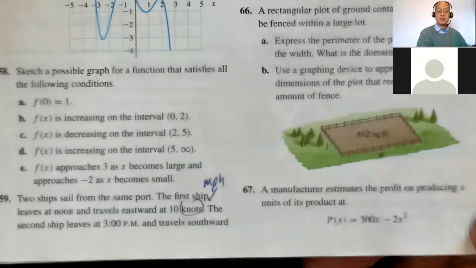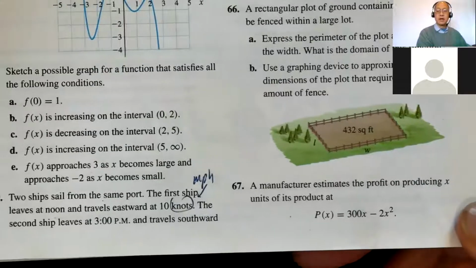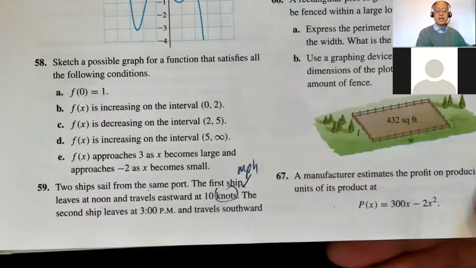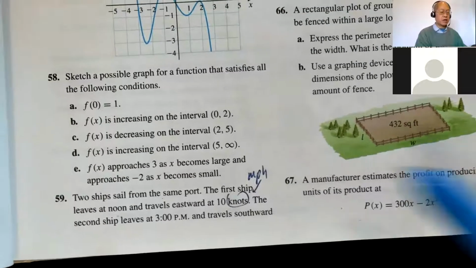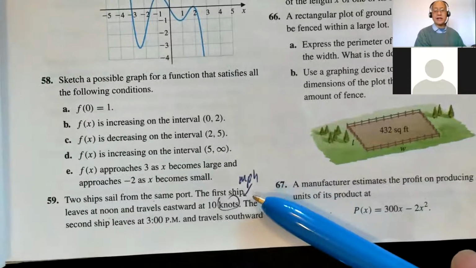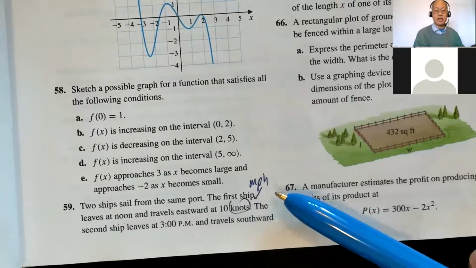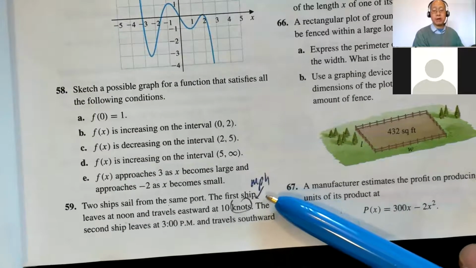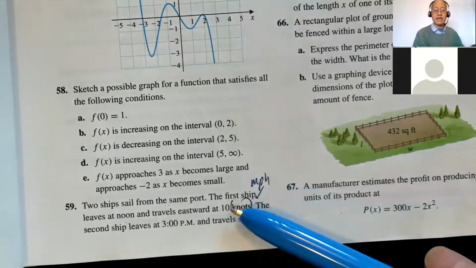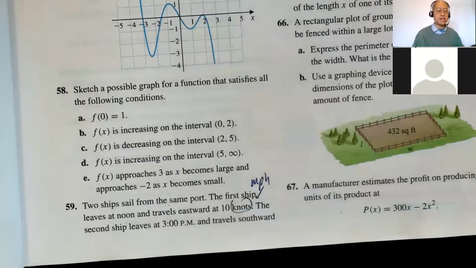And there. Yeah, 59, it says 10 knots there. I'm going to change it to miles per hour. You might not know what a knot is. It's a nautical term, but it doesn't change the problem significantly if I change it to miles per hour. And we're probably more comfortable with miles per hour. So instead of 10 knots, let's make it 10 miles per hour. It doesn't really change the problem that much.